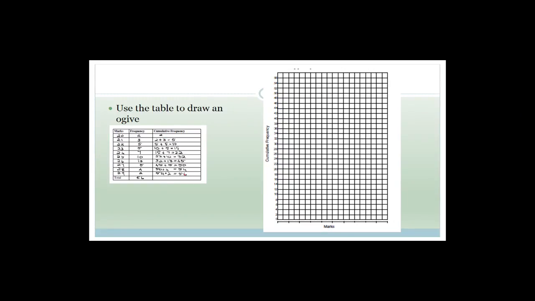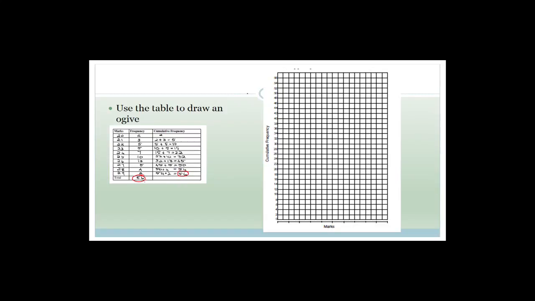Okay, so there we go. So this is the cumulative frequency. In total, we have 56 people that wrote the test. And this final total should equal the number of people that wrote the test. If it doesn't, we've done something wrong.